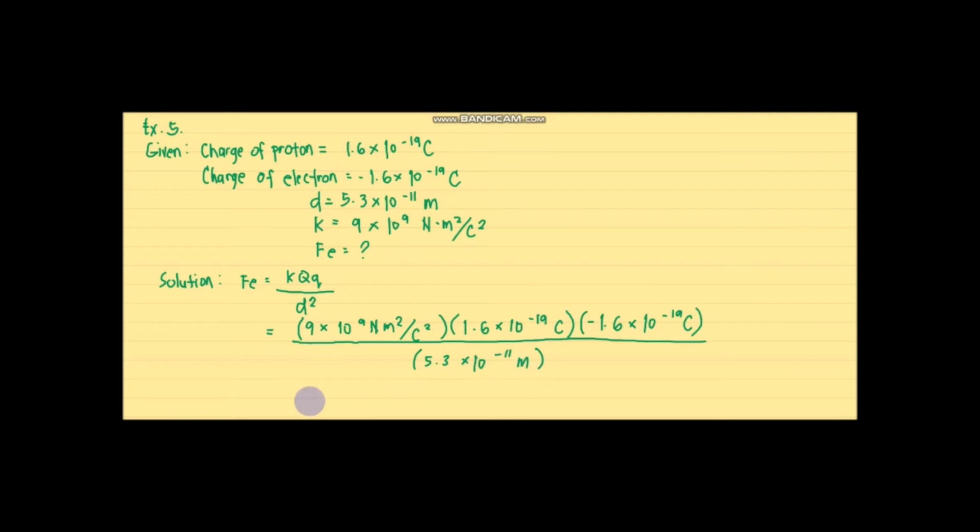You will get an answer of negative 4.35 times 10 to negative 18 newtons. So this is negative because the force in between them is actually a force of attraction, since we have a positive and negative charge.